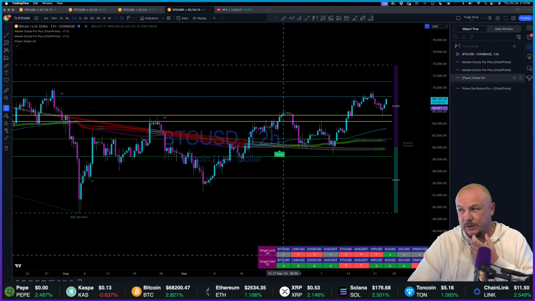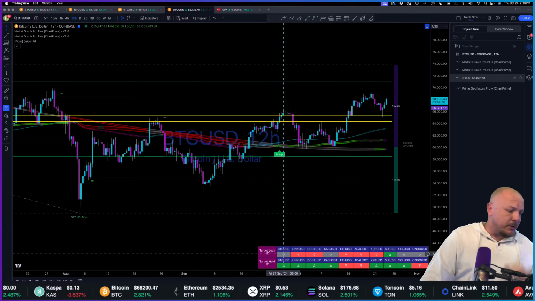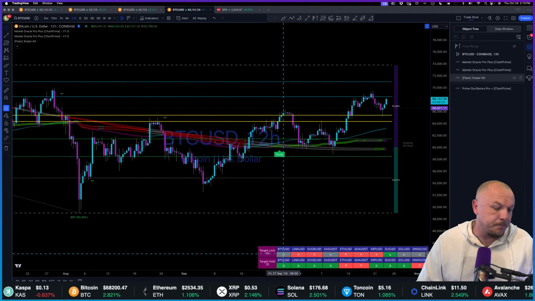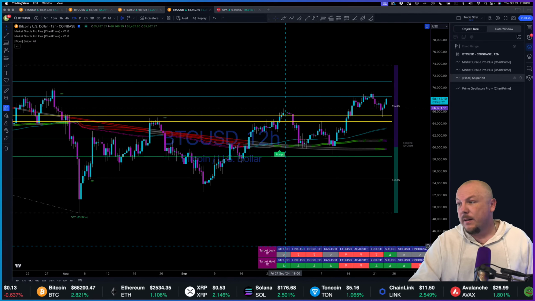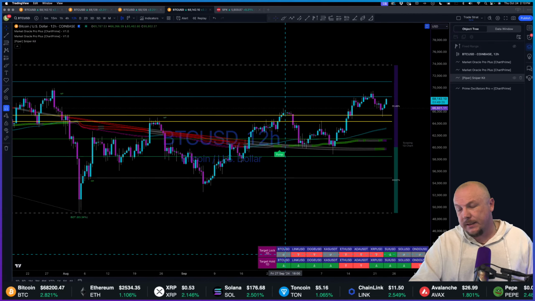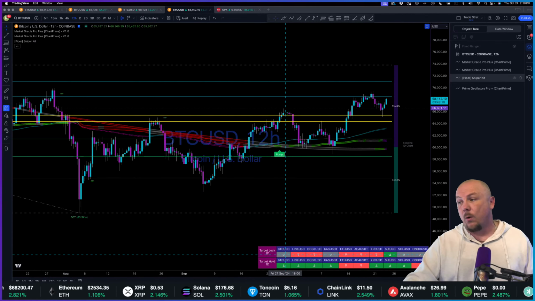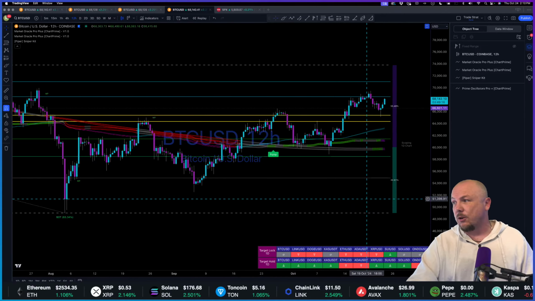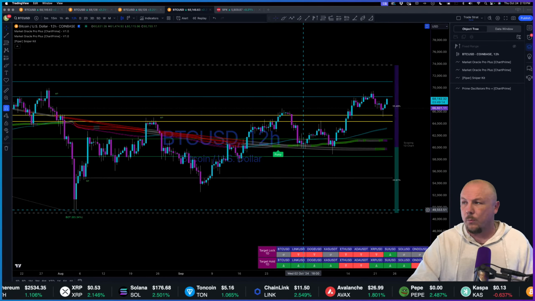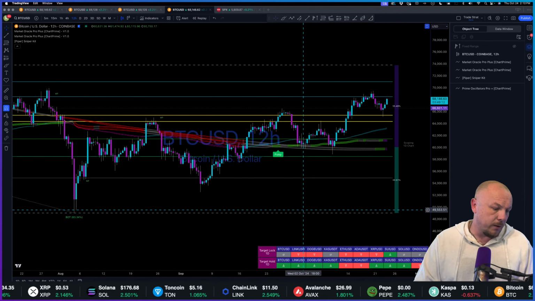is for this to turn green on Bitcoin, because right now we have no target on it. It's grayed out, so we're waiting for that to turn green. Once that turns green on the daily, we'll be full go run on that.